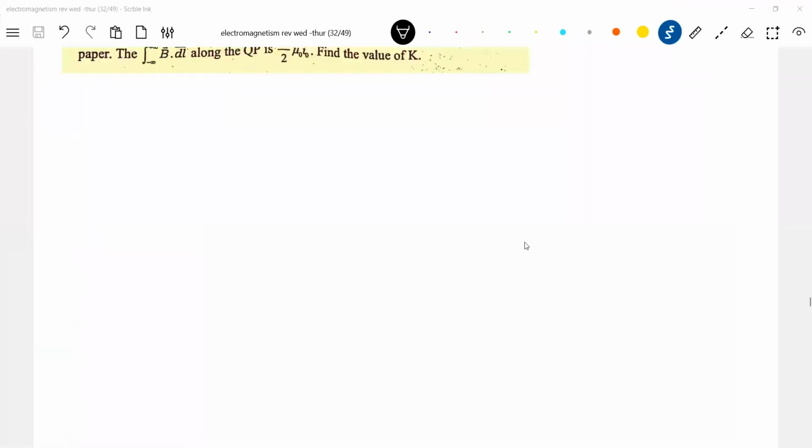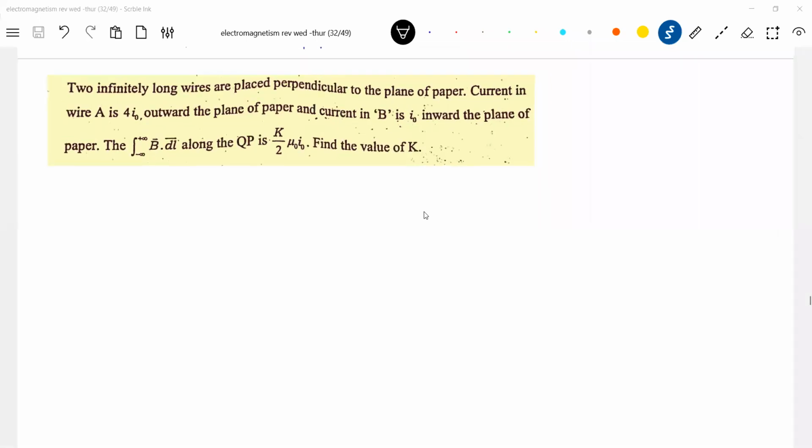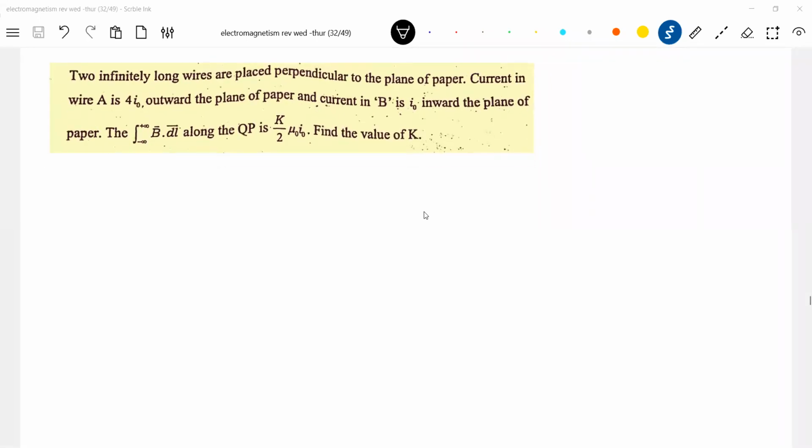Okay, let's first do this problem, and then we'll go back to yesterday's problem. Yesterday, in the end, we discussed one last problem, and I feel some correction is needed there. So first we'll work out this numerical so that we'll get an idea, and then we'll go back to the previous problem.